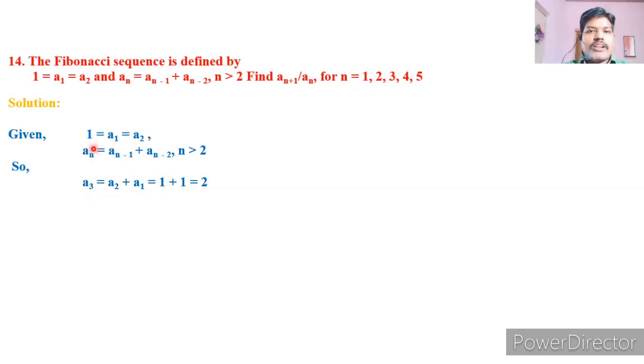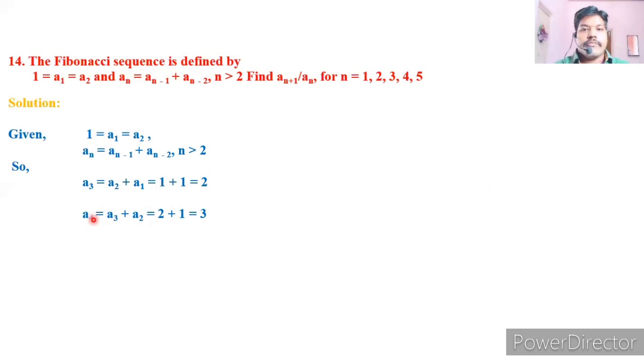Already you know that A1 value is 1 and A2 value is also 1. So 1 plus 1 becomes 2. Next, A4. Just replace n with 4, it becomes A4 minus 1, which is 3, and 4 minus 2, which is 2. So A4 value becomes A3 plus A2. A3 value is 2, you already calculated that previously.